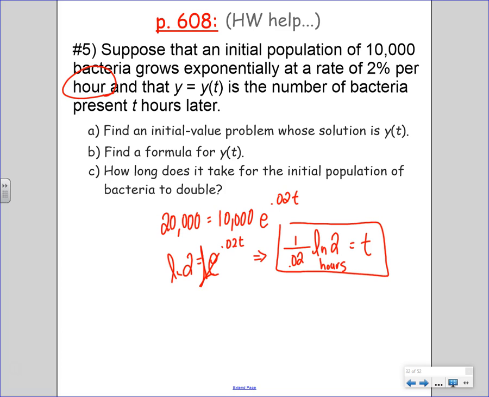Well, I think you guys did ln of 2 over 0.02. I might be wrong. Over 0.02. Doubling always has ln of 2, and half-life always has ln of 1/2.